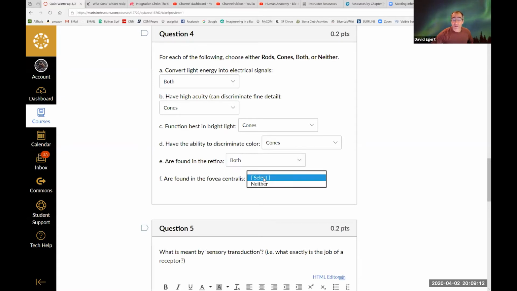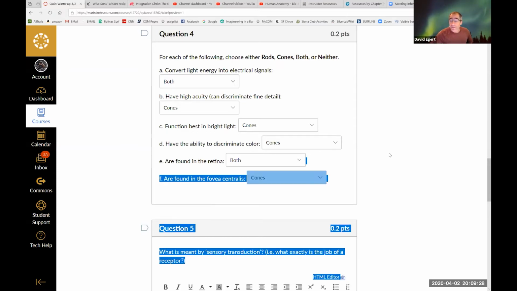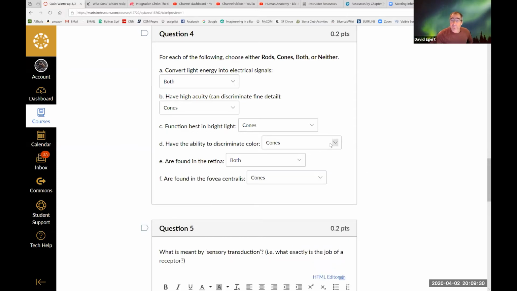In fact, the cones are more in the center of the retina, really concentrated in the fovea centralis, the area right in the center of the retina. That is the place where the light lands when you stare right at something, the area of most acute vision. The rods tend to be on the periphery of your retina.